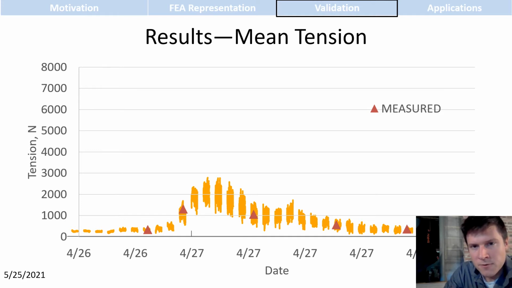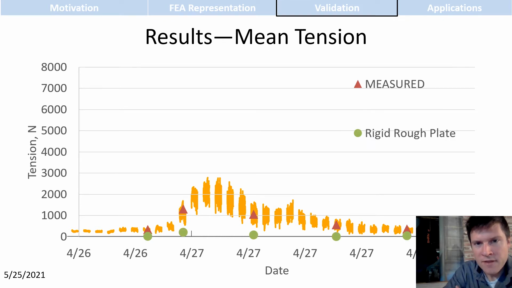For comparison, though, we also looked at what predictions we would have gotten if we had used spreadsheet-level analysis, taking some basic static assumptions about the kelp. First, we looked at the answers we would have gotten if we had approximated the entire grow line with kelp as a single, rigid, flat plate, with the same total outline area as a grow line with biomass. And we found that that method would have seriously underpredicted the mooring tensions.